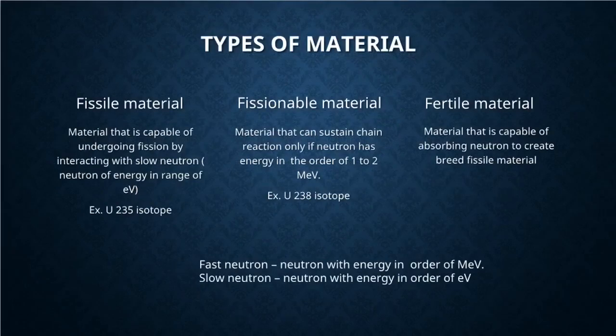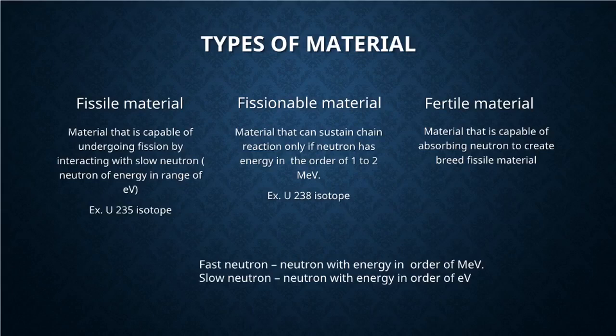Before going into the concept of chain reaction and reactor, we need to know a few basic terms. Fast neutron and slow neutron are neutrons with energy in the order of mega electronvolt and few electronvolt respectively. A material can be fissile, which means it is capable of undergoing fission by interacting with a slow neutron. An example of such a material is the 235 isotope of uranium.